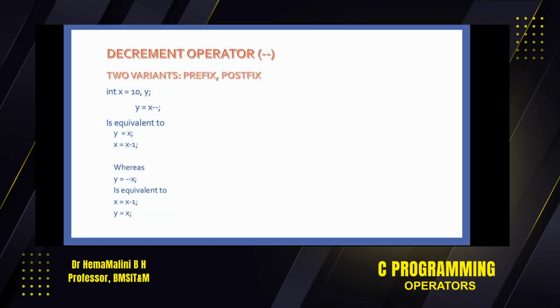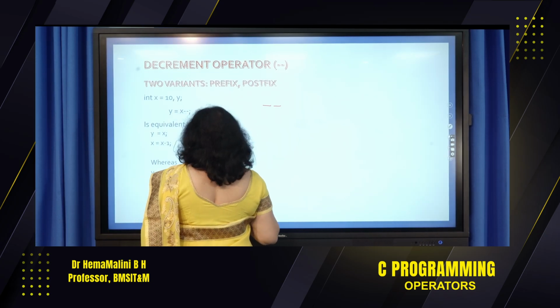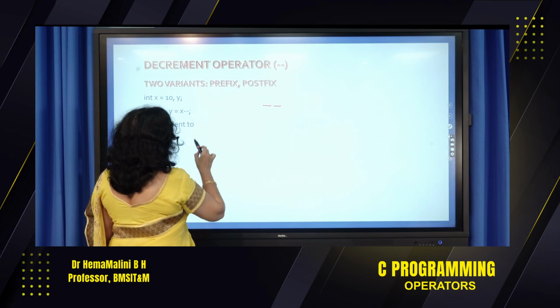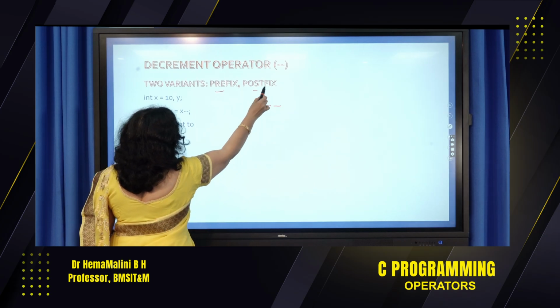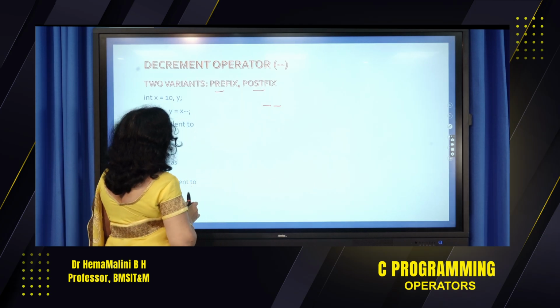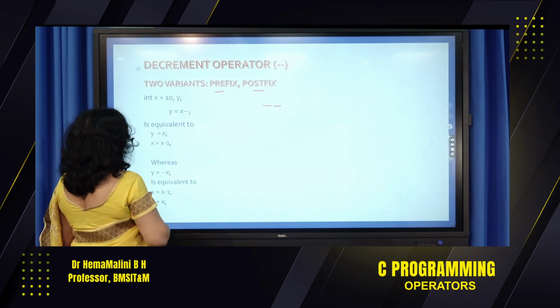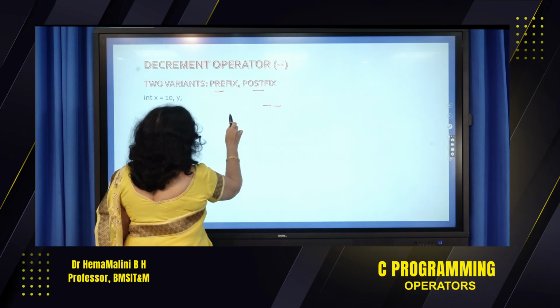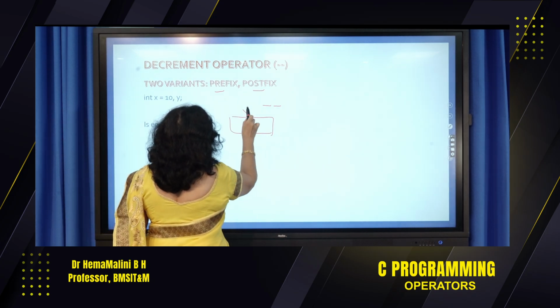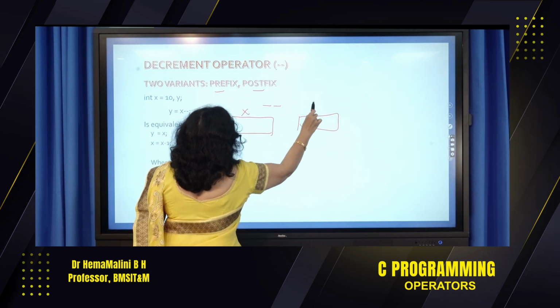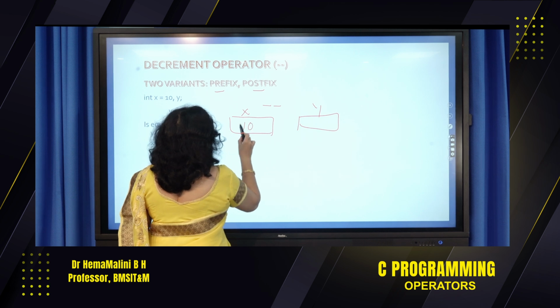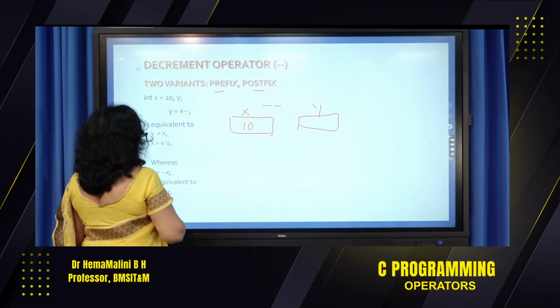Now let's see the decrement operator, minus minus. Even here we have two variants. One is prefix, the other one is postfix. We call them pre-decrement and post-decrement. Let's take the same example. Say we have x, we have a y. X is initially 10.